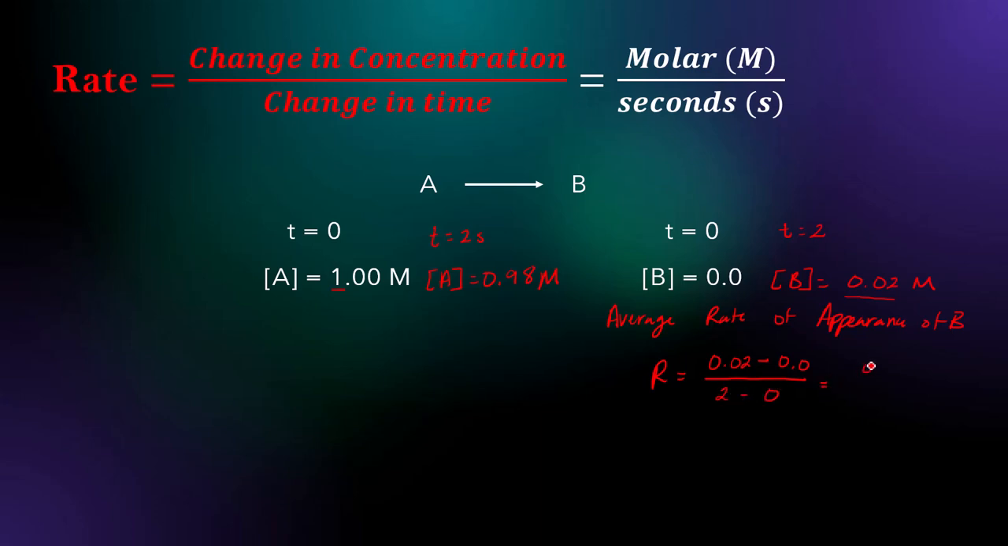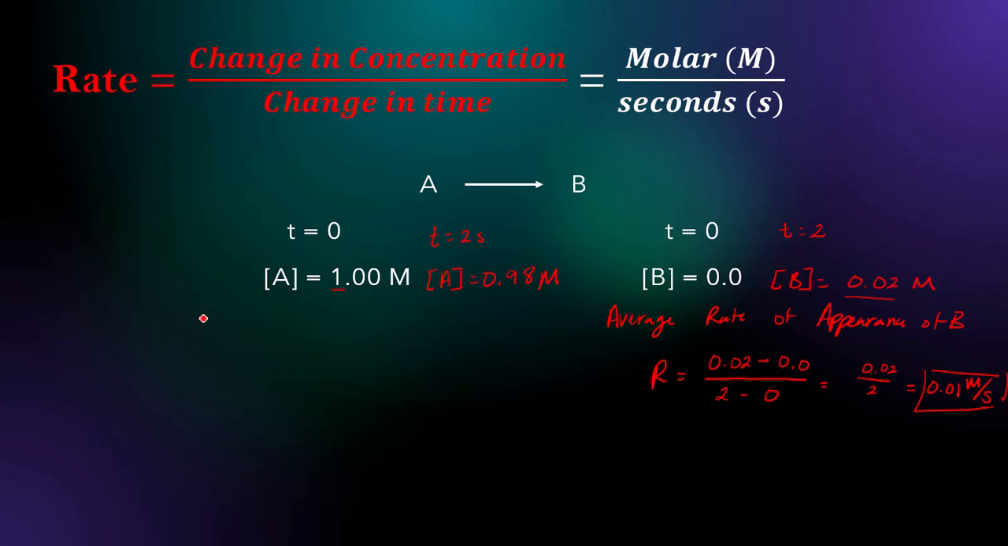Again, final time minus initial time, so 2 seconds minus 0 seconds. That leaves us with 0.02 divided by 2. Okay, and again, use your calculator if you need to, or do it in your head, but we got 0.01 m over s. And that's going to be our average appearance of B, so how quickly B is appearing.